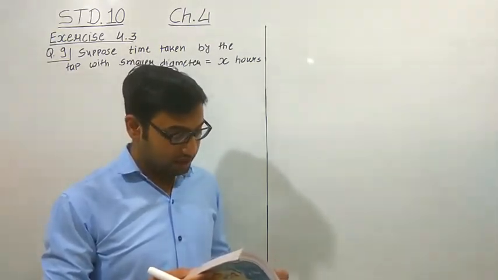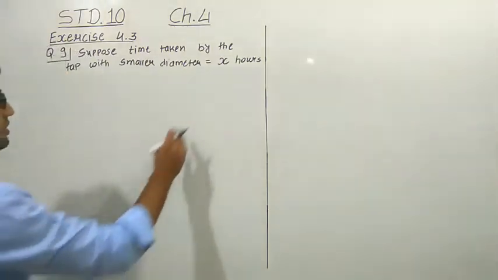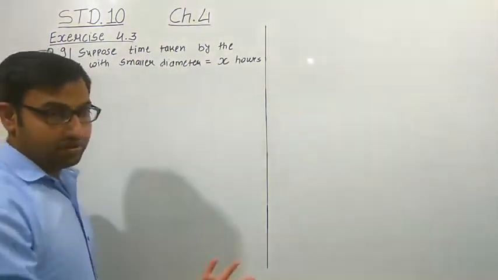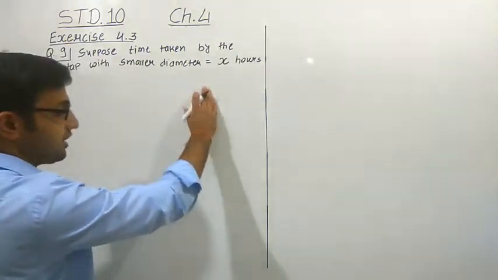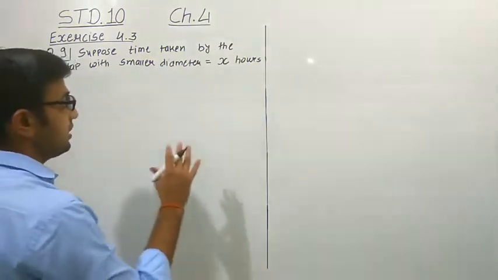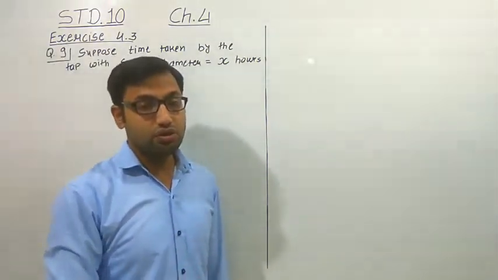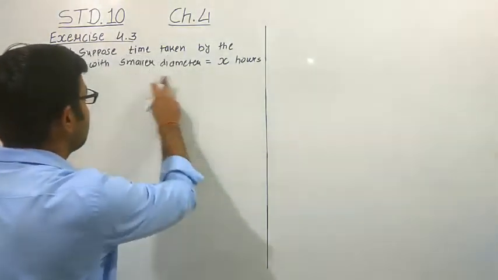Tap of larger diameter takes 10 hours less. 10 hours less means suppose this tap with a smaller diameter takes 20 hours, then the tap with larger diameter takes 10 hours, because the diameter is larger, so the flow of water is also higher, so the tank is filled in less time than this tap, right?